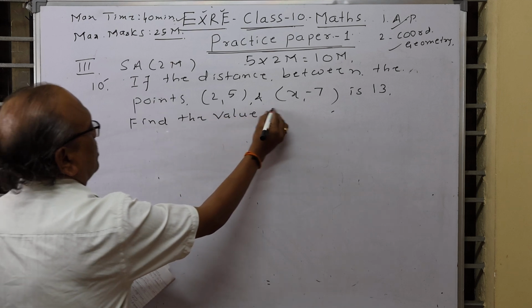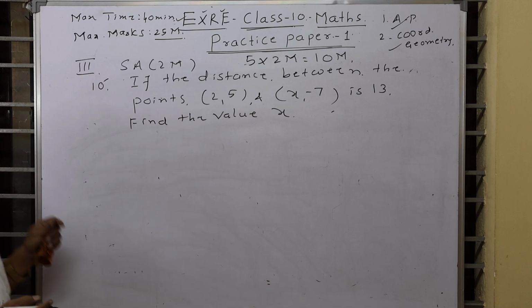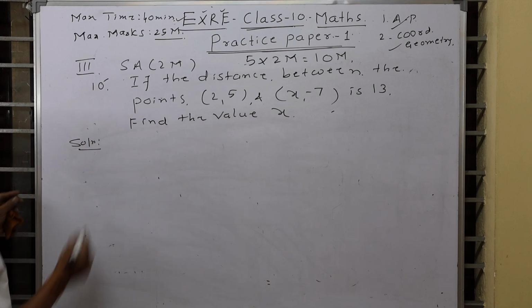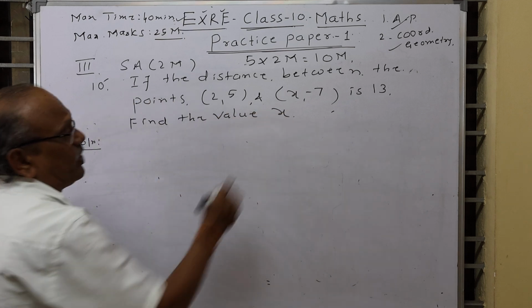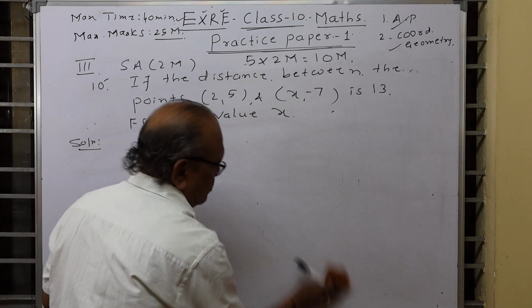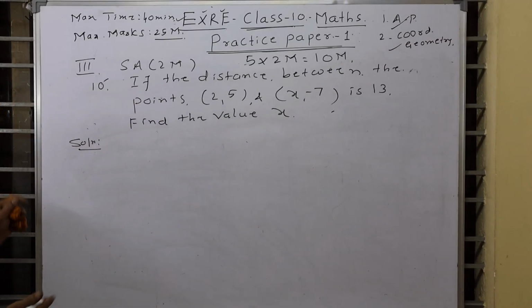An important question, right? Few students can solve it, many students find it difficult. Let us study the problem carefully. Find the distance between the points. If the distance between the points is 13, always in coordinate geometry, it is better, even in geometry also, it is better if you draw the rough diagram and try to analyze the problem.